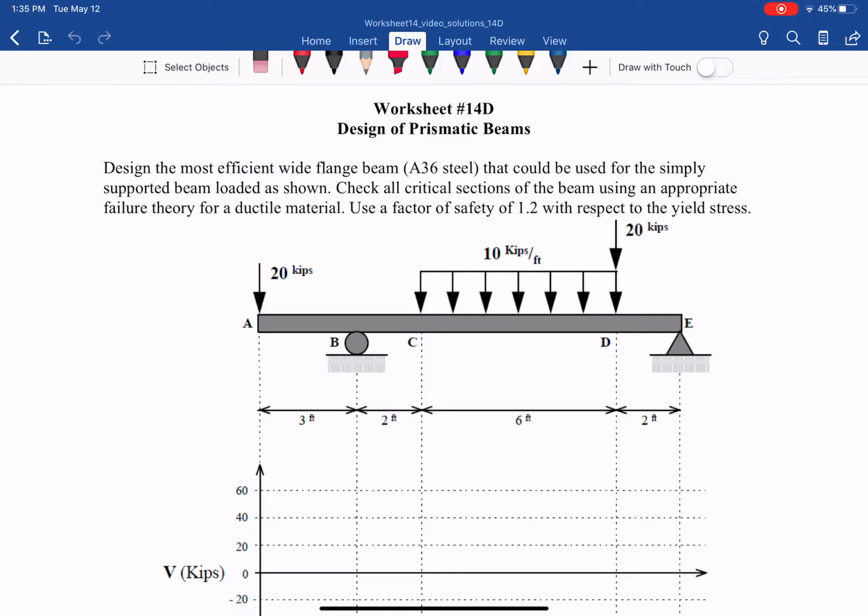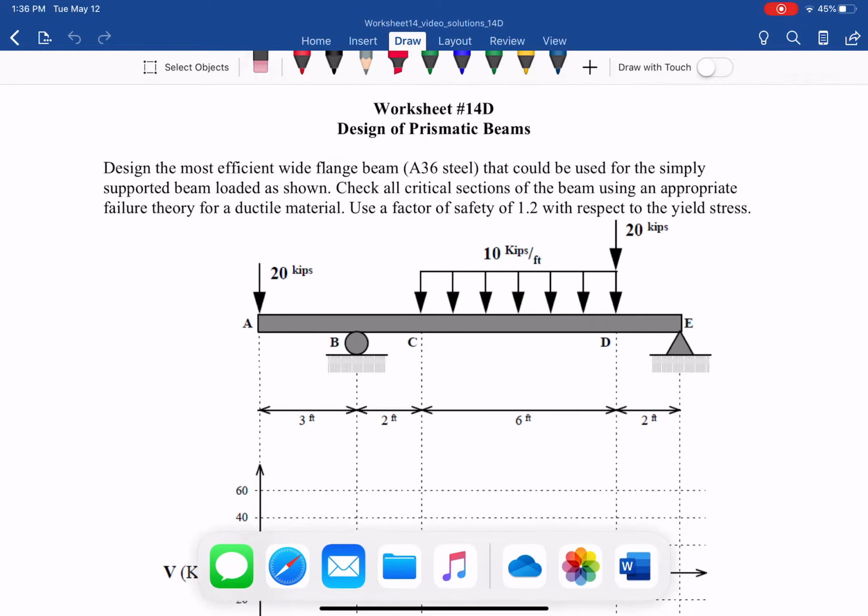Worksheet 14D. Basically, design the most efficient wide flange beam. The topic is design of prismatic beams, and the material is A36 steel that could be used for a simply supported beam loaded as shown. Check all critical sections of the beam using an appropriate failure theory for the ductile material. Use a factor of safety of 1.2 with respect to the yield stress.